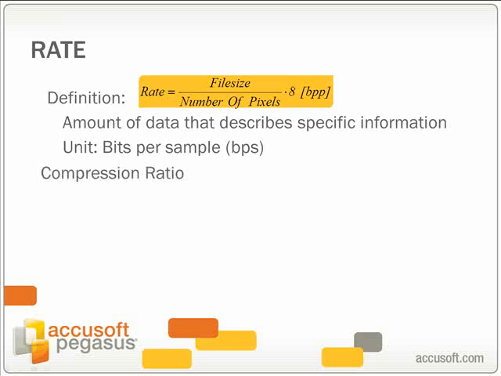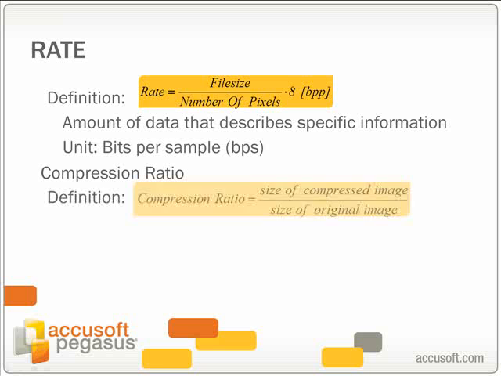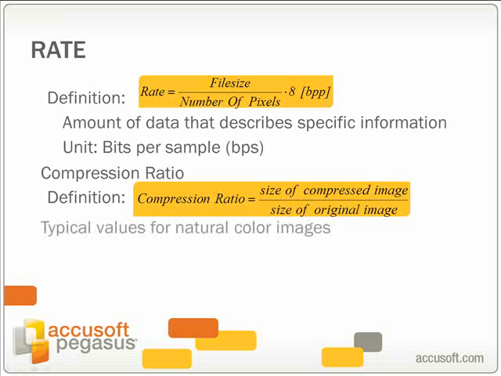Another way to describe the amount of compression is to give a ratio between the file size of the compressed image and the file size of the original image. Unlike in lossless compression, the rate that can be achieved does not only depend on the image itself, but also on the amount of loss you tolerate. Typical values of the rate and the compression ratio for natural images, like the previously presented Lena images, are a rate of 12 bits per pixel, or a compression ratio of 50% for lossless compression, as we have already seen earlier.